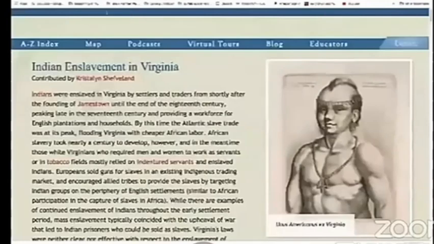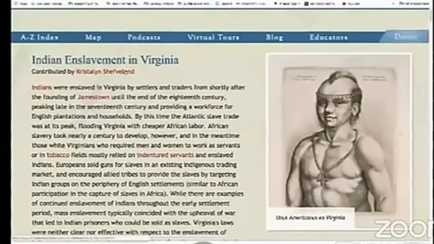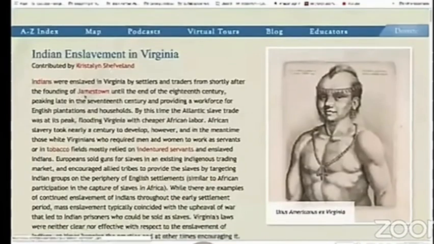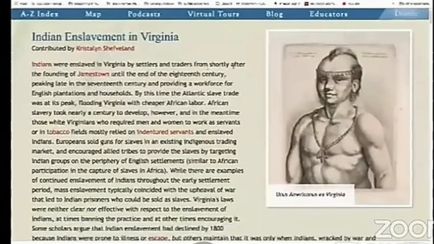All right, we're on the encyclopediavirginia.org website. It says here, Indian enslavement in Virginia. Indians were enslaved in Virginia by settlers and traders from shortly after the founding of Jamestown until the end of the 18th century, peaking late in the 17th century and providing a workforce for English plantations and households. By this time, the Atlantic slave trade was at its peak. Watch the hijack, all right? Other American Indians flooding Virginia with cheaper African labor.